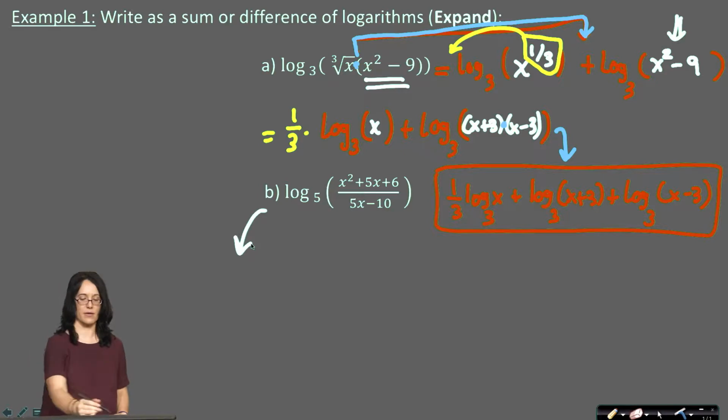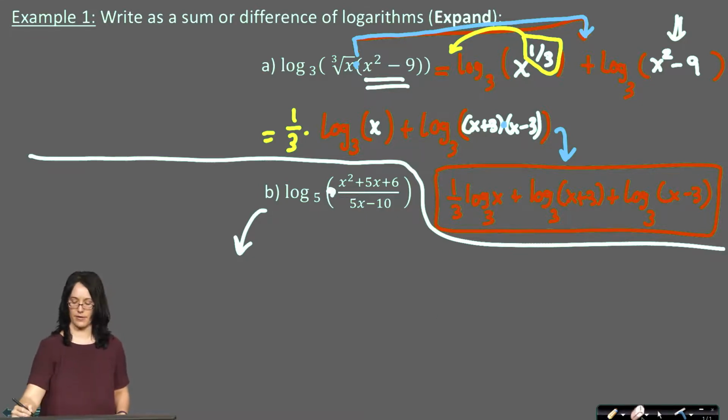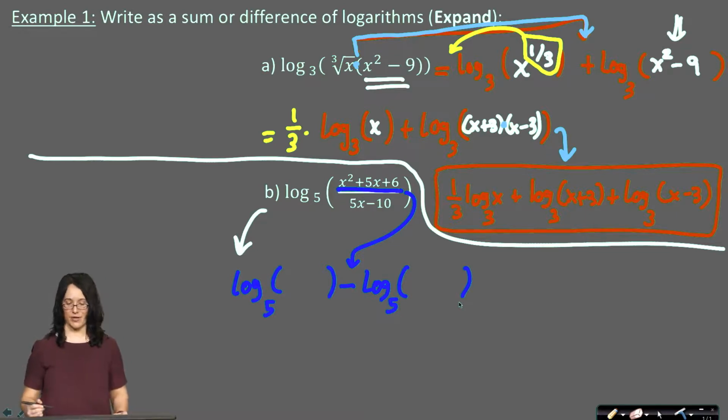Okay, so for B, what's going on here? That's right, we have a quotient inside. And what happens if I have a quotient inside there? I should take a sum or a difference of logarithms. If you said difference, you are correct. This should be a difference of 2 logarithms because it's a quotient inside the argument. So if you wrote log base 5 of the first argument minus log base 5 of the bottom argument, you'd be correct. But is there any factoring you could do?